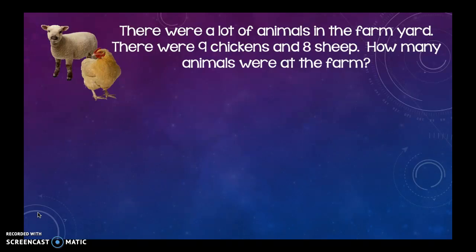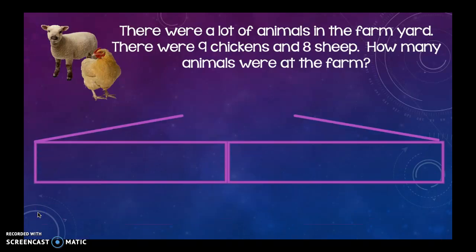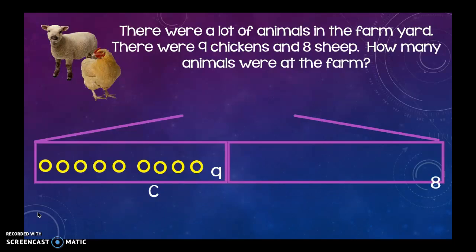Okay, you ready to check yourself? So it says there were a lot of animals in the farmyard. I don't even know how many that is. They didn't tell me. But I do know that there were 9 chickens, so that's going to be one of the parts. So I filled in 9 right there. Is that what you did? Ugh, you're so good. Then it said there were 8 sheep, and I know that's the other part.